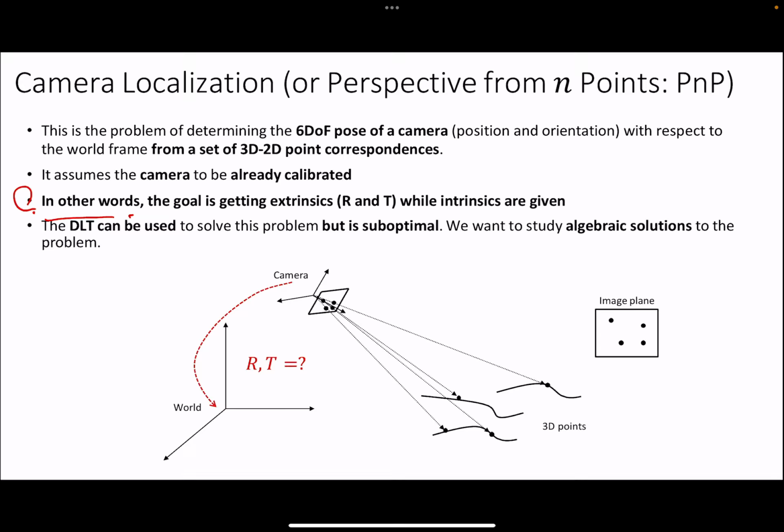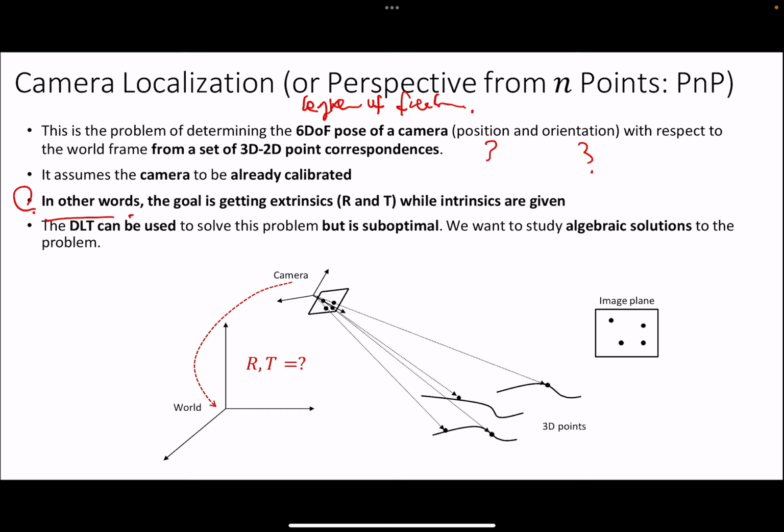So this is the problem of determining the 6 degrees of freedom. DOF is degree of freedom. The pose of a camera: position 3, orientation 3. So we have 6 degrees of freedom of a camera. We can change camera position. We can change rotation of the camera. So we have 6 degrees of freedom, right?